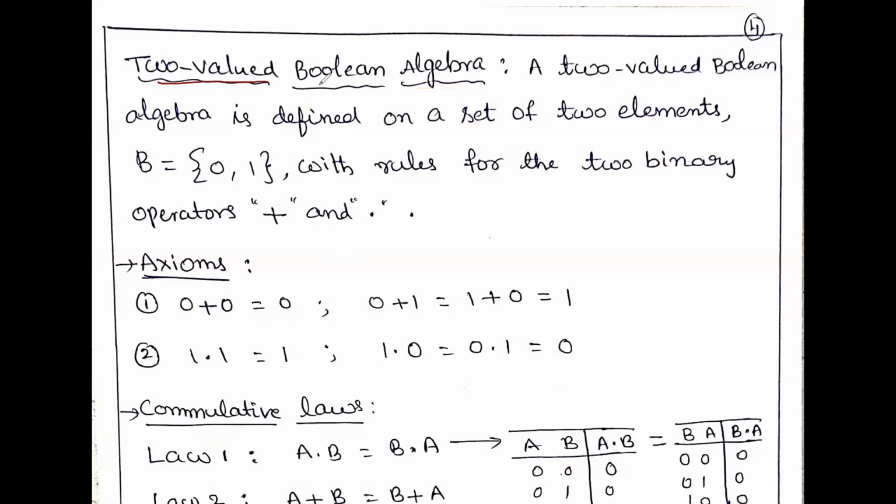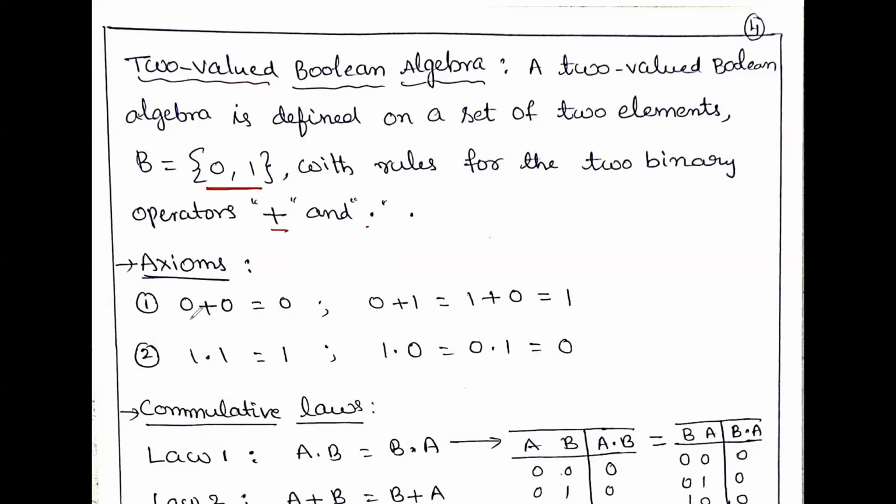Now let us discuss the two-valued Boolean algebra. In this, the set of elements should be 0 and 1. That means the set is denoted with the variable B. Now we should apply these two elements over the operators plus and dot.